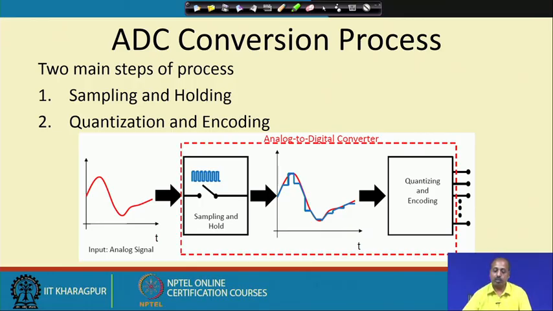After it is converted into these samples, the analog samples are quantized and encoded to get the final digital value. We will explain this as we proceed. Essentially there are two parts: one is the sampling and hold part, and another is the quantization and encoding part. We will first look into the sampling and hold circuitry, and then we will go to the quantization and encoding part.